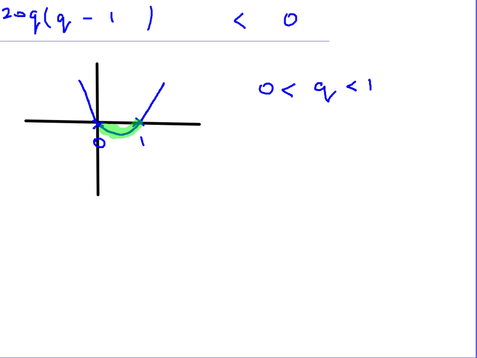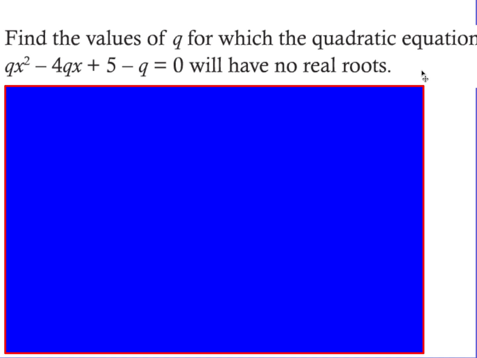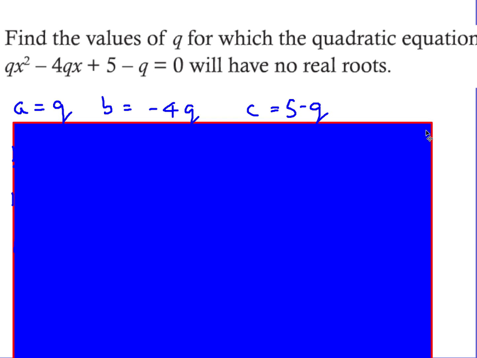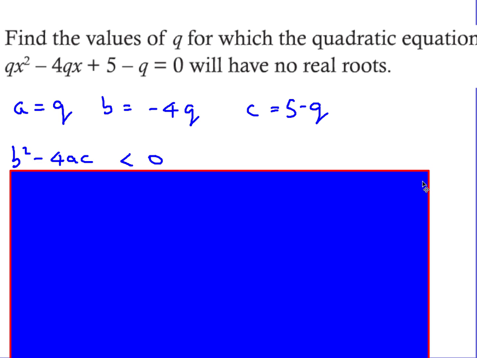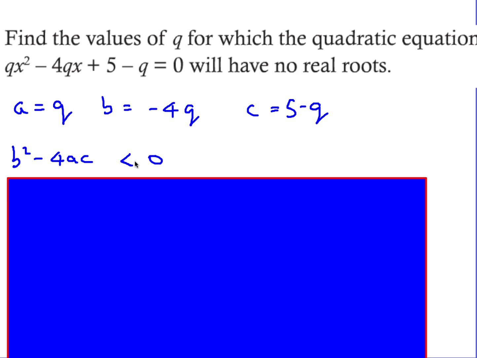Okay, and I think this is the last question. Yep. Find the values of q for which the quadratic equation qx squared minus 4qx plus 5 minus q equals 0 has no real roots. This is a bit more of a tricky one. Let's start off with exactly the same method. A is q, b is minus 4q, and c is 5 minus q. No real roots, therefore we want it to be less than 0.